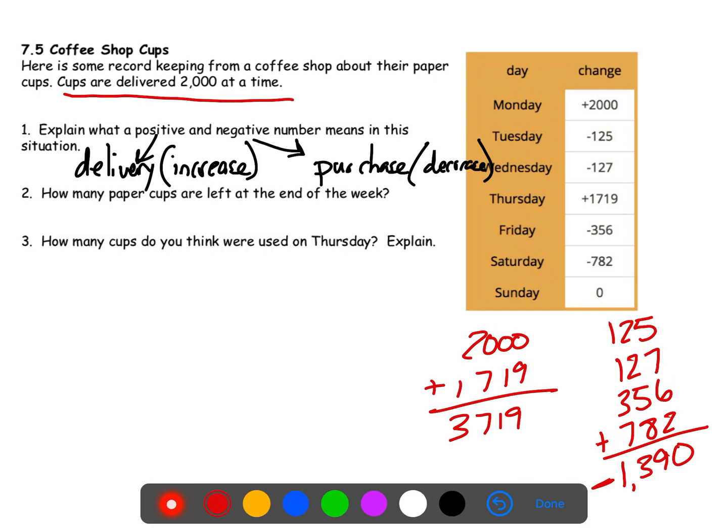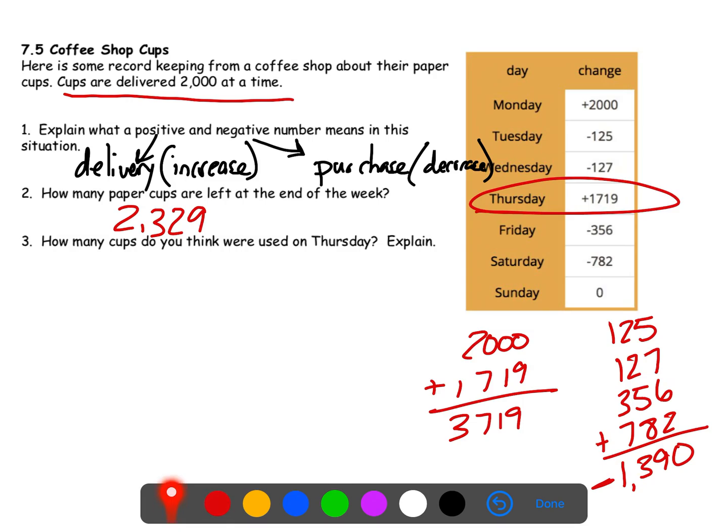All right, then we just need to combine the cups that were brought in with the cups that were sold. We could add this amount to this amount, a positive amount to a negative amount, or we could just subtract the cups that were sold. But either way that we do it, we'll end up with cups left at the end of the week of 2,329.